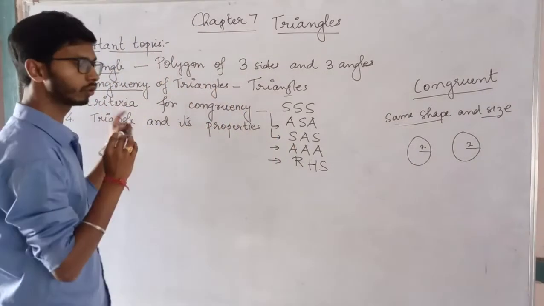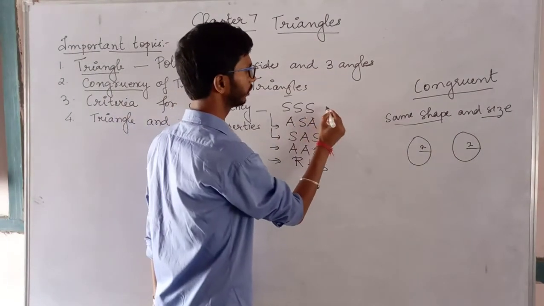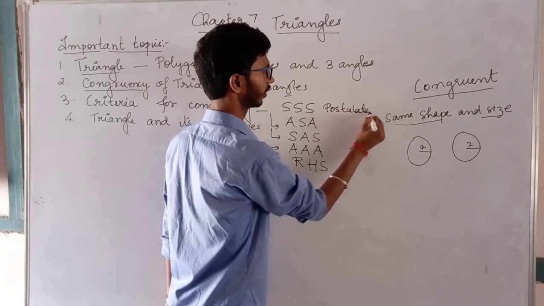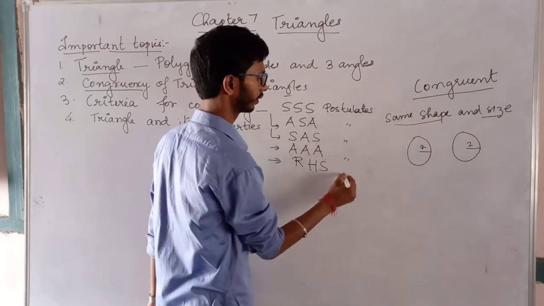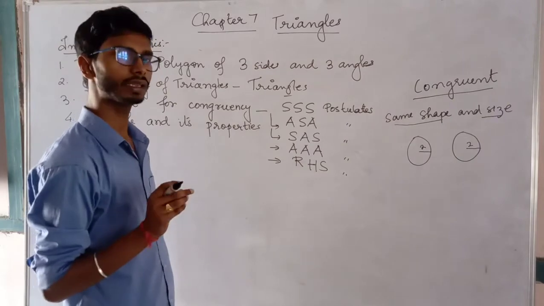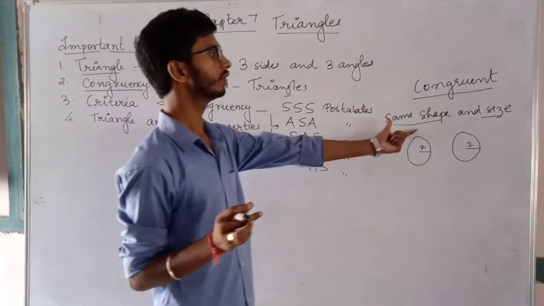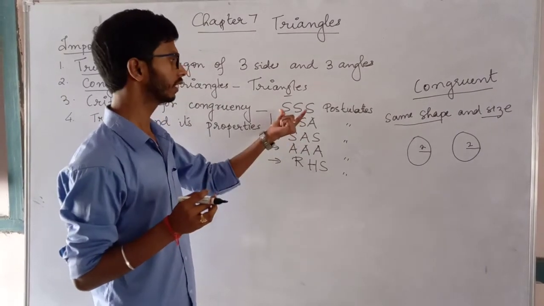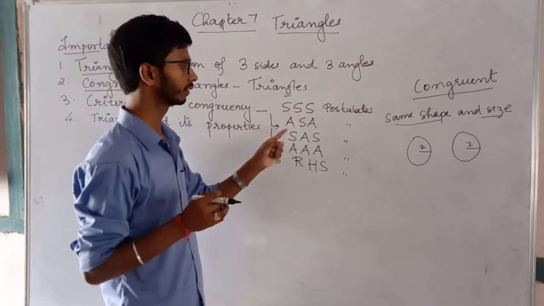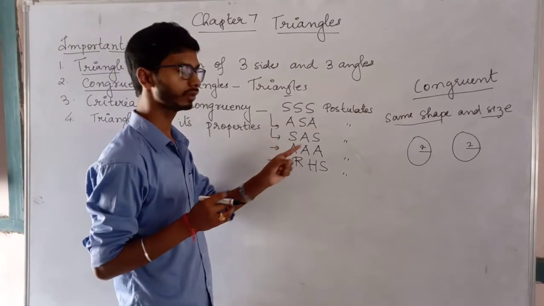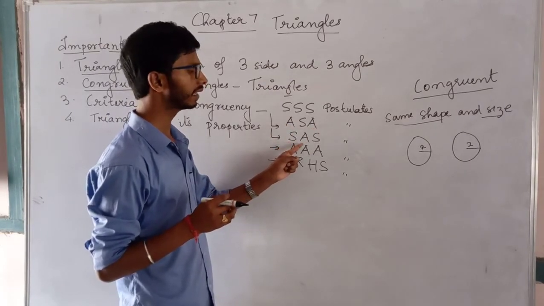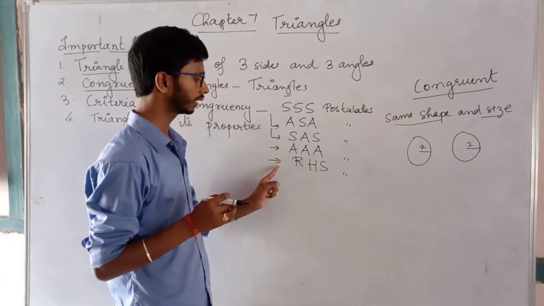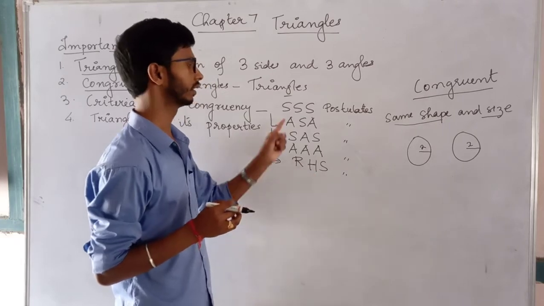This criteria or rule we basically call in triangles postulates. Okay, these all are postulates. So how to check whether two triangles are of the same shape and size? We can check by these 5 rules. First one is SSS, second one is ASA, third one is SAS, fourth is AAA, and the last one is RHS.